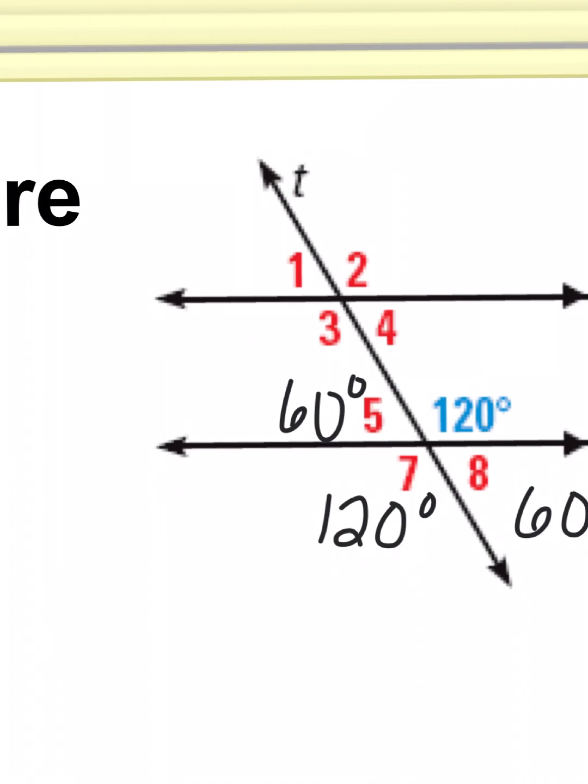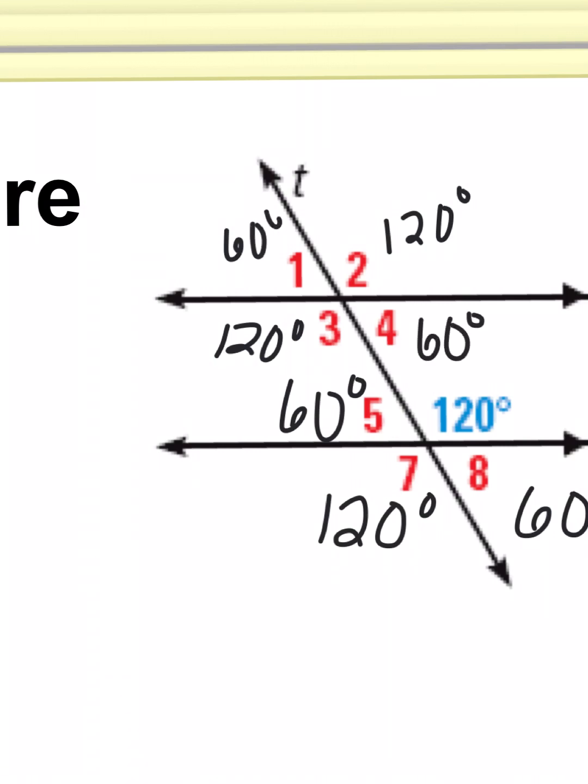How can we find the other 4? It's literally the exact same thing. If angle 7 is 120, what's angle 3? 120. What's their angle relationship? Corresponding. Now that we know one of them, what's angle 2? 120. What's angle 1? 60. What's angle 4? 60. So if you know one of them, you can find all 8 of them.